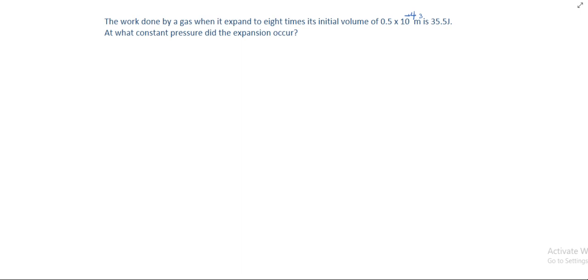Today we'll be solving a question on the topic gas laws. And the question goes: the work done by a gas when it expands to 8 times its initial volume of 0.5 times 10 to the power of negative 4 meter cube is 35.5 joules. At what constant pressure did the expansion occur?